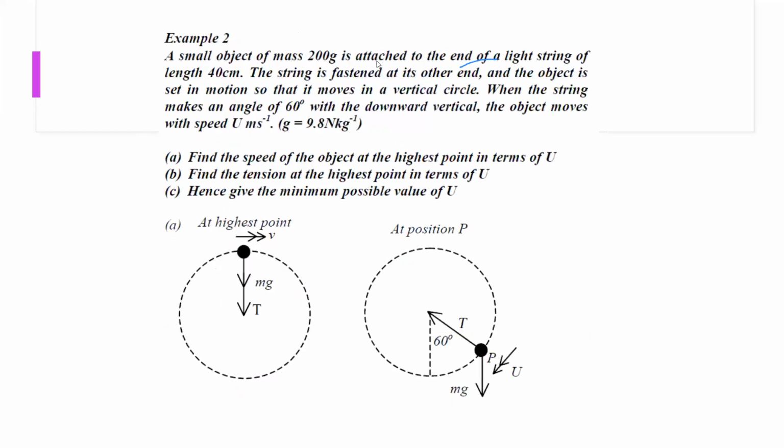It's a bit tricky question, but not a difficult one. As you know, it is making an angle of 60 degrees and the string is 40 centimeter, which means 0.4 meter. So this is 0.4 meters. The component with the angle will be 0.4 cos theta. So this height is 0.4 cos theta, the total.